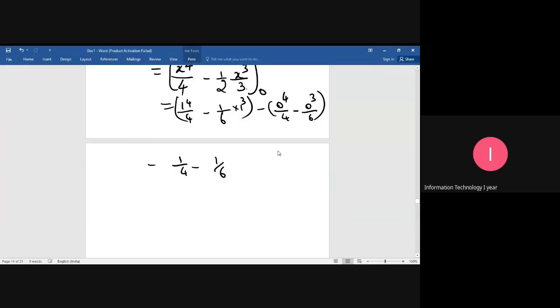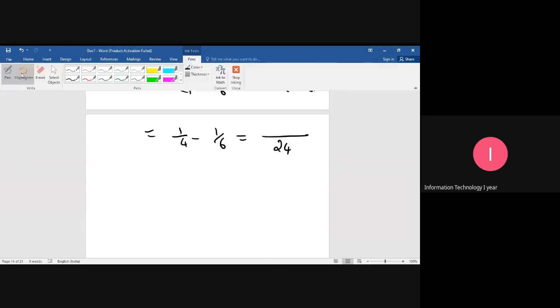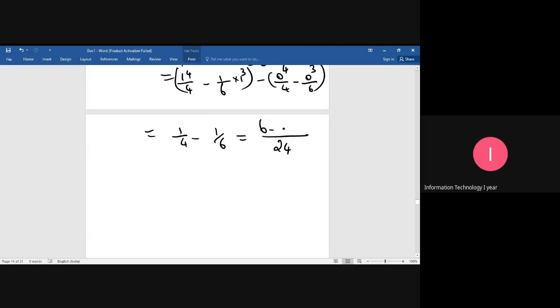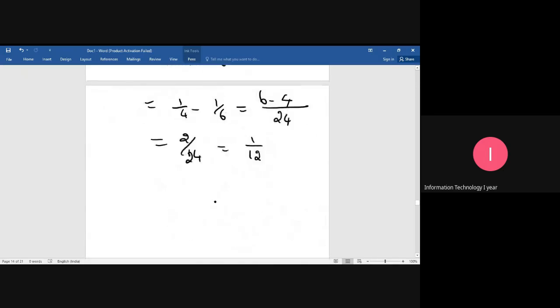The lower limit values are 0, since 0 power 4 and 0 power 3 are all 0. So 1 by 4 minus 1 by 6: let us take the LCM, 24 is the LCM. Then 6 minus 4 gives 2 by 24, so the answer is 1 by 12. So the inner product of V3 comma W2 is 1 by 12.